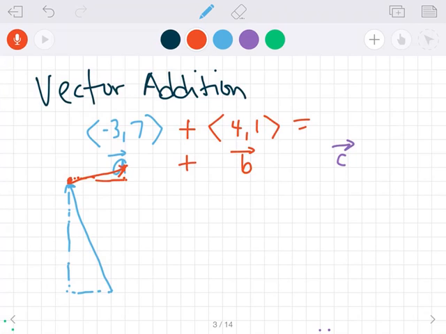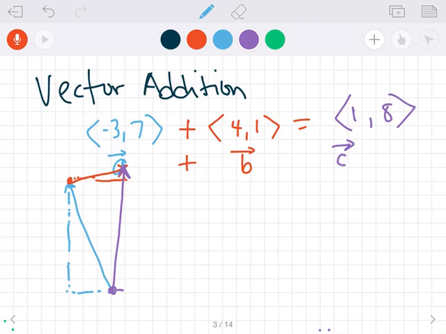And what we're really looking for is vector C, which starts at the beginning of the first vector and ends at the end of the second one. So we have this vector here, which is vector C. And if we want to list the component form of that, from the origin we're going to go +1, and we're going to go up 8. And so our new vector would be 1, 8.